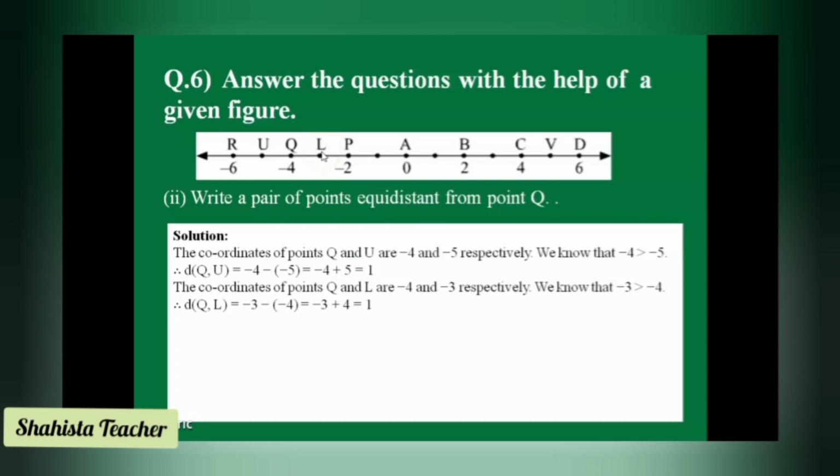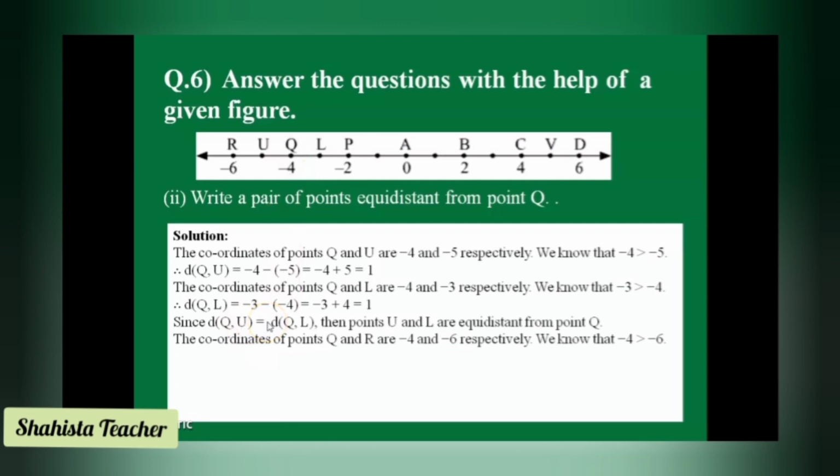So here we will write the statement like this: since the distance of Q and U is equal to the distance of Q and L, where QU is equal to 1 and QL is equal to 1, both sides are equal. So the points U and L are equidistant from point Q. Is that clear? So the statement is: since QU is equal to QL, the points U and L are equidistant from point Q.